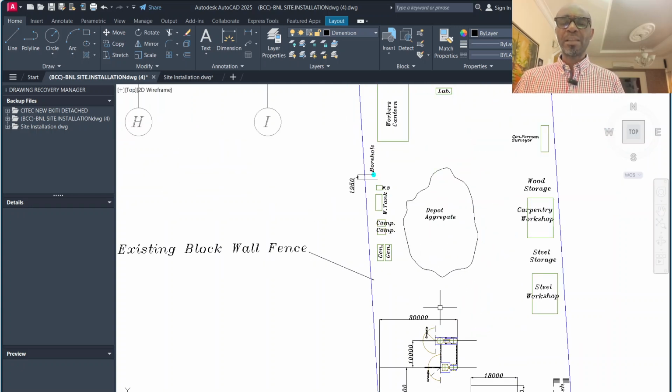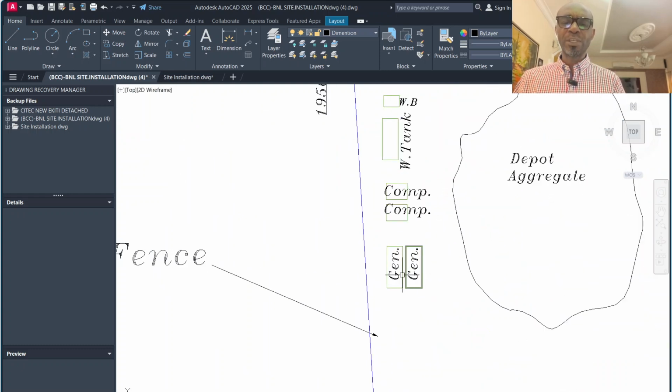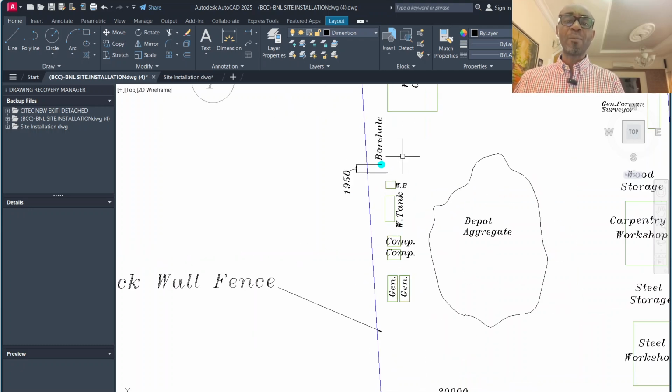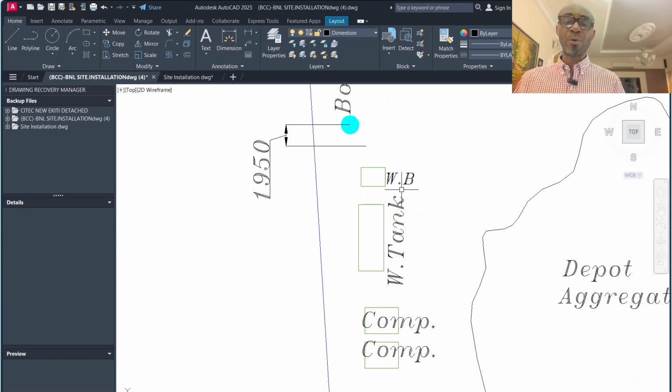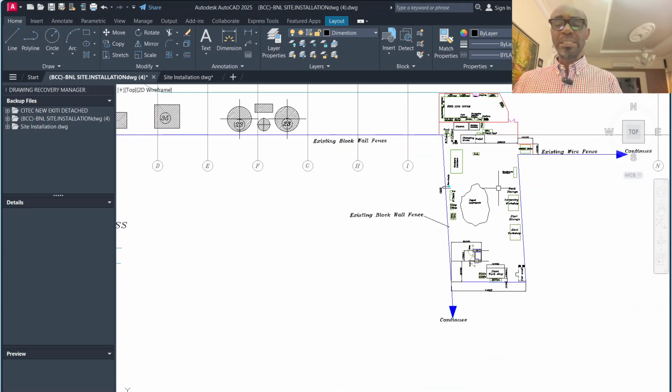But this area will give you the batching plant. And look, we have two generators here, two air compressors. You have a borehole, you have a water booster, you have a water tank. So the water booster boosts the water that you have pumped from the borehole into this tank. It boosts it to the various locations where it is needed.